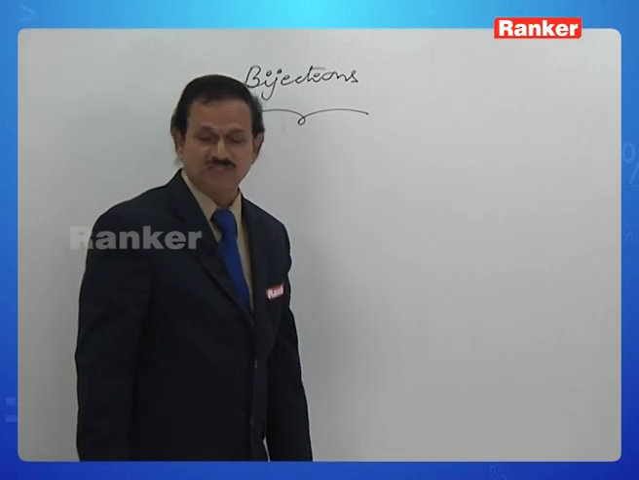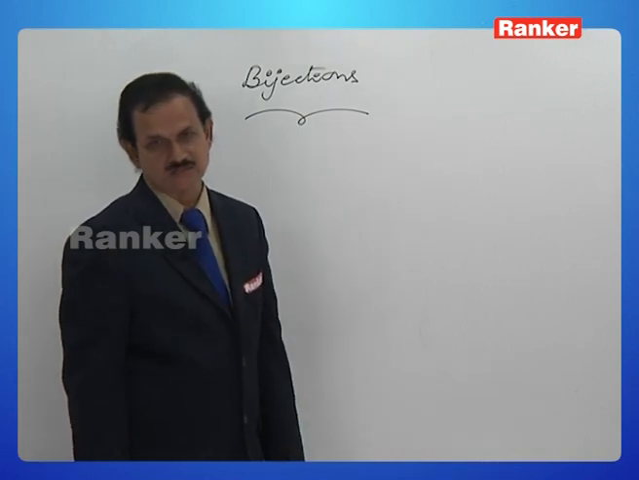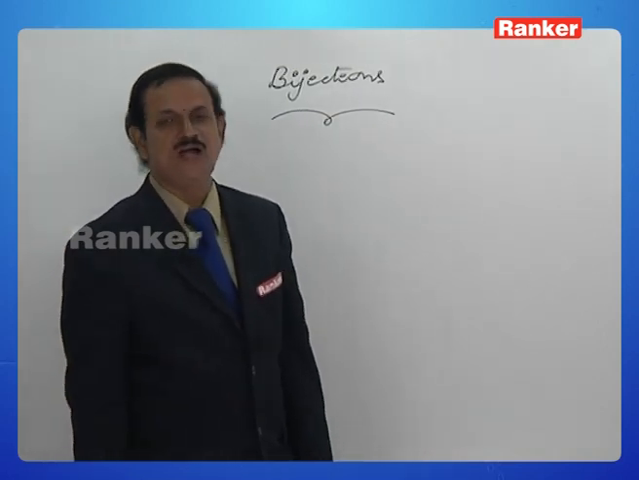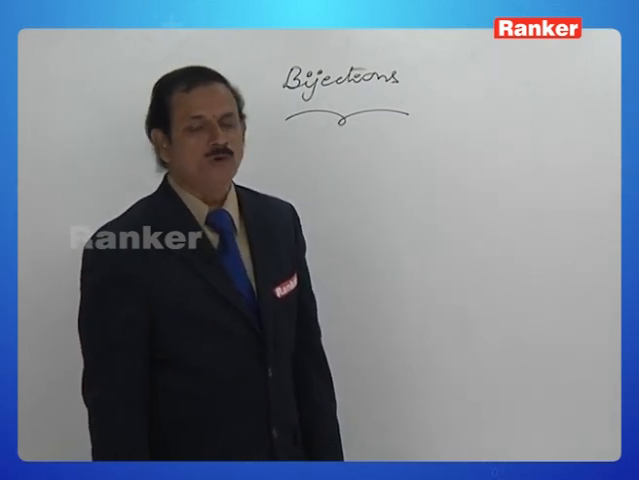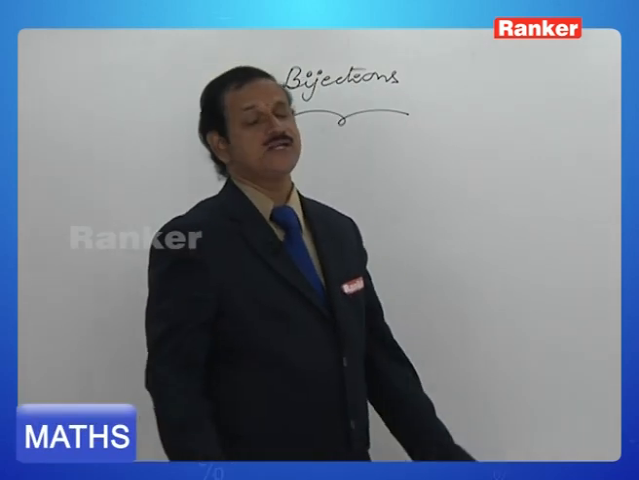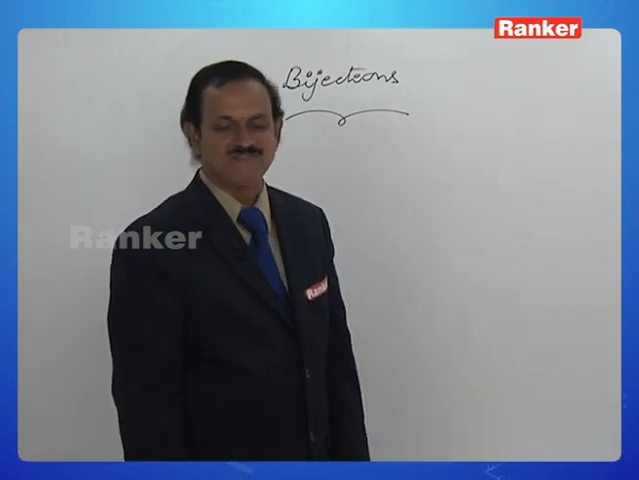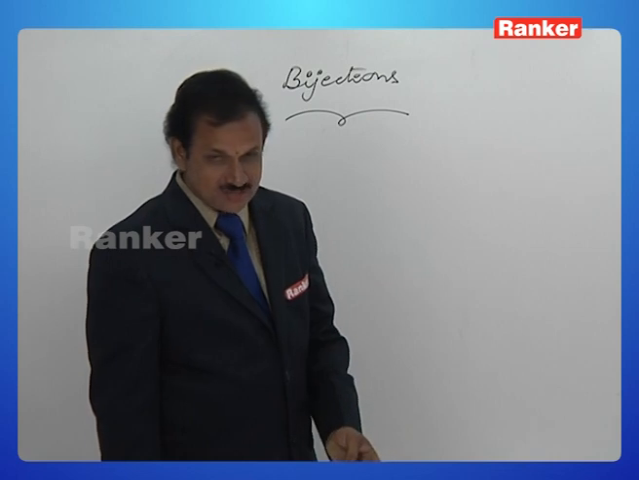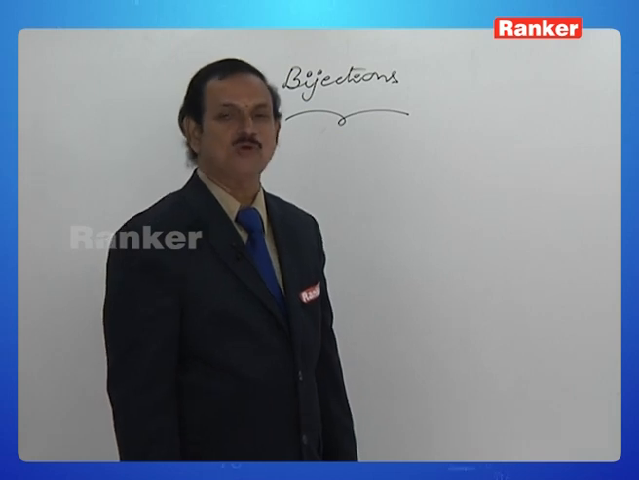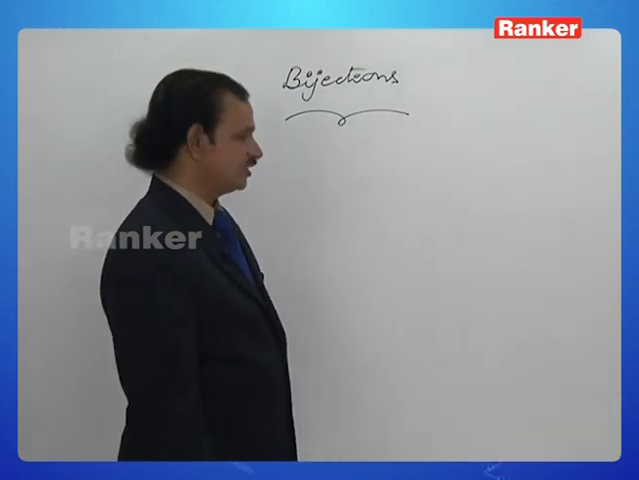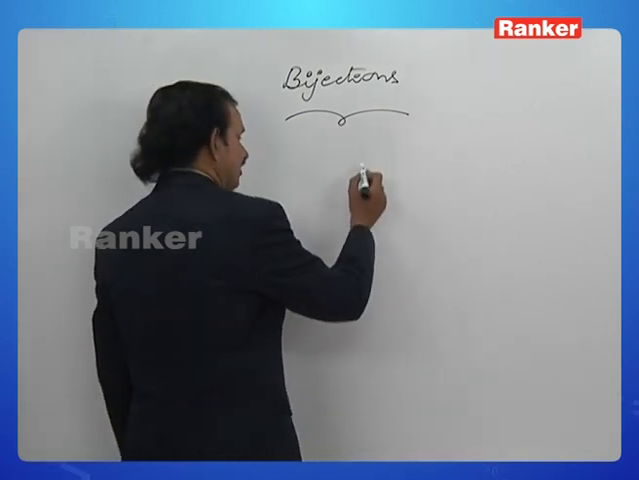Just now we have seen 2 different functions, namely injections and surjections. That is, one-one functions and onto functions. If a particular function is both an injection and a surjection, then it is termed a bijection. Two types of jections, for the sake of fun, I am speaking like that. Surjection and injection, both must happen in the case of a function for it to be called a bijection. That is, a function which is both one-one and onto is termed a bijection.